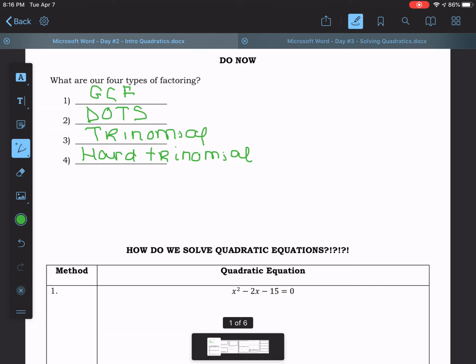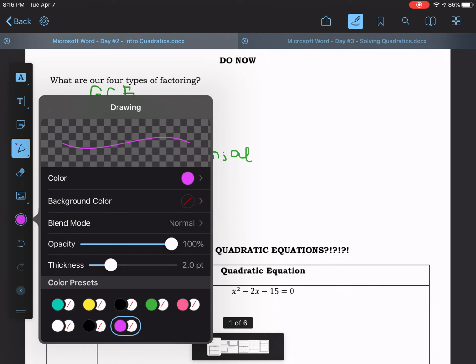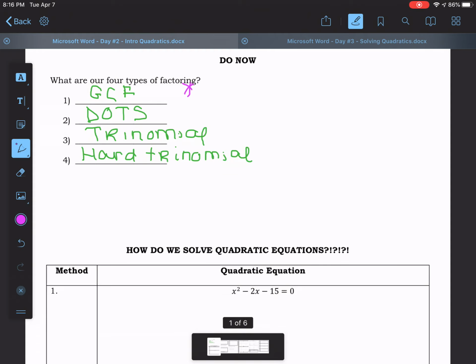Okay? GCF is always the first type of factoring that we check for, so that's super important. Please keep that in mind. So we're going to be using the different ways that we've learned how to factor in order to solve quadratic equations. So before we get into that, I just want to do a little review that a quadratic equation is an equation in the form of y.